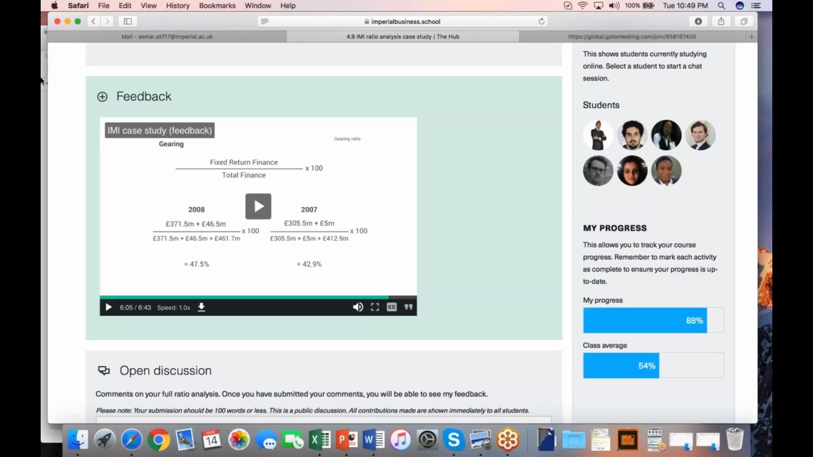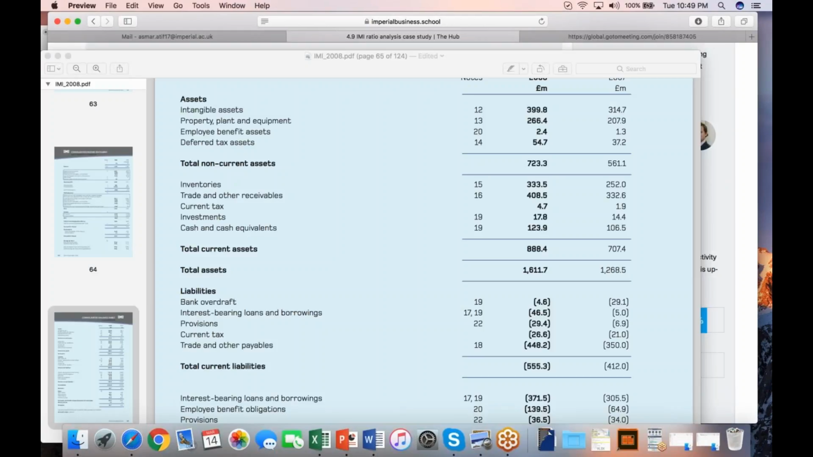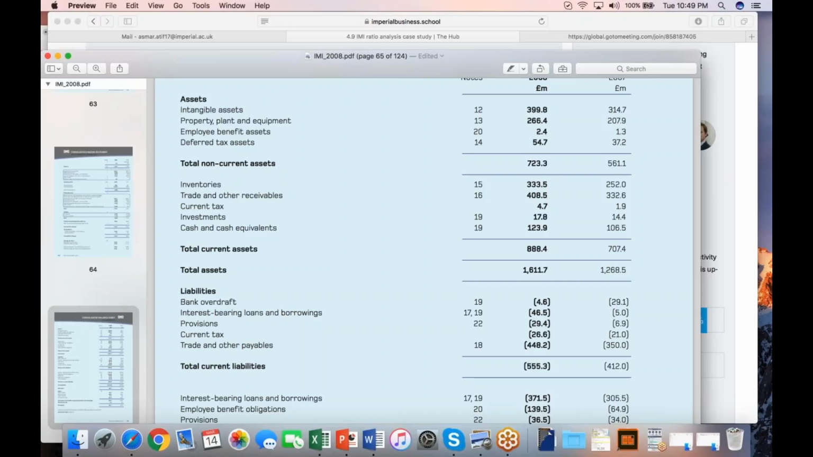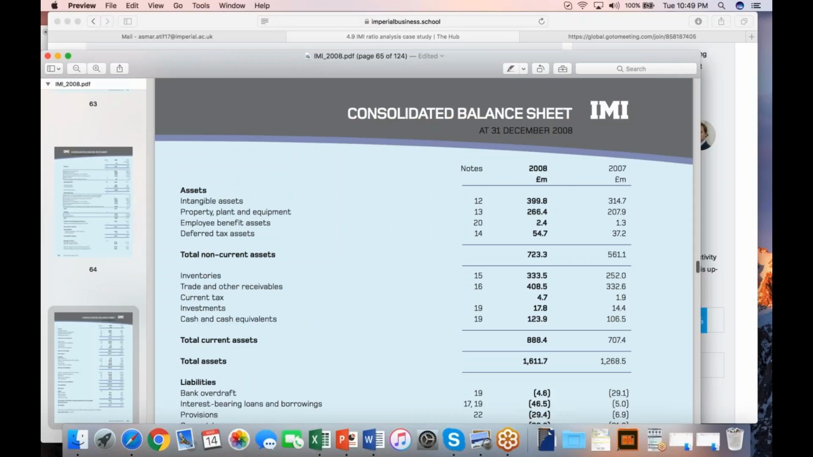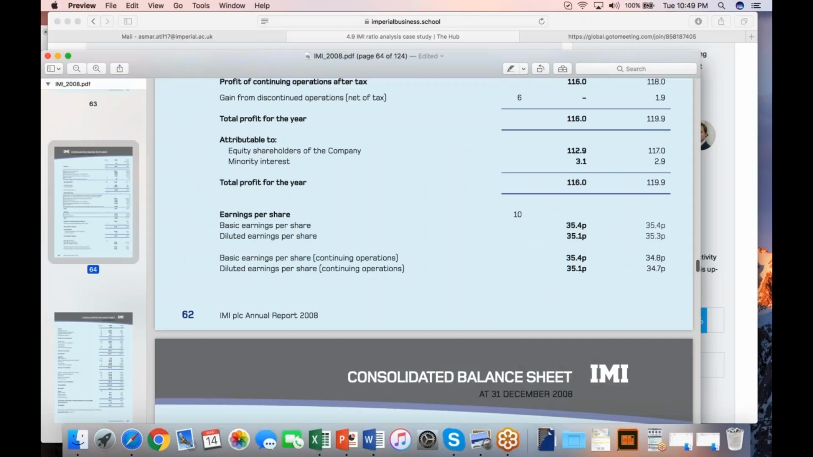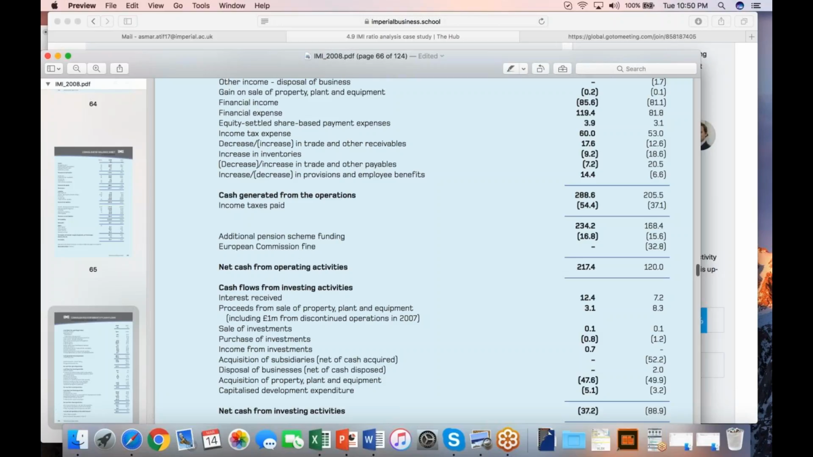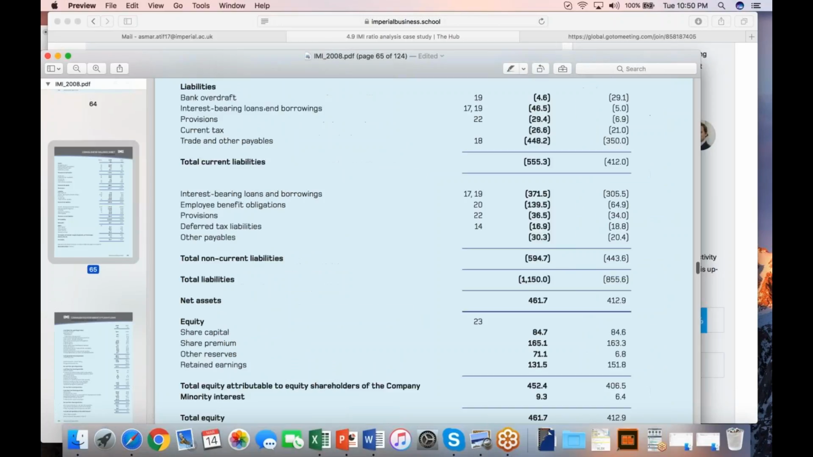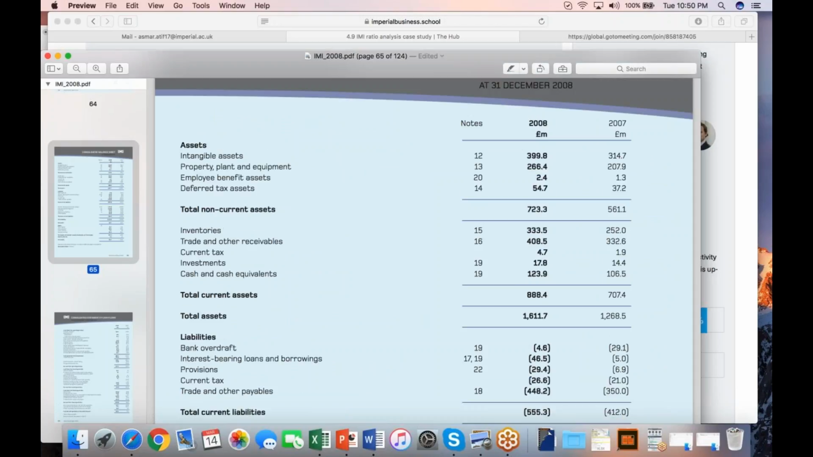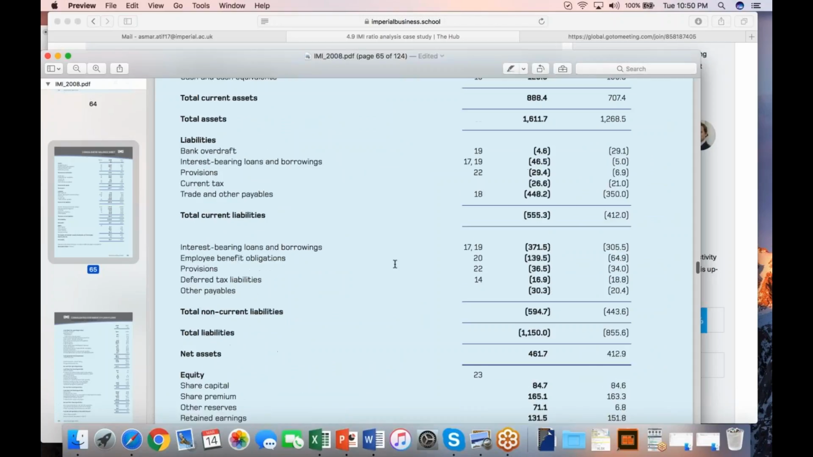If I go back to IMI for long-term borrowing, my company has no borrowings. They're only long-term borrowings. Okay, so the long-term, where is long-term borrowing? So long-term borrowing is liability, current, this is long-term. Okay, this is long-term borrowing, 371.5 in non-current liabilities. Interest-bearing loans, 371.5.